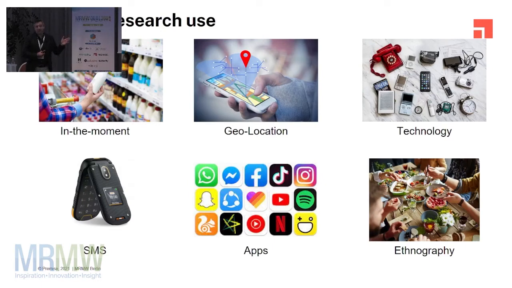Geolocation, probably the single biggest benefit of mobiles. We know where people are, either at any time or when they're actually completing surveys. So again, it improves that validation. It also helps massively with targeting.